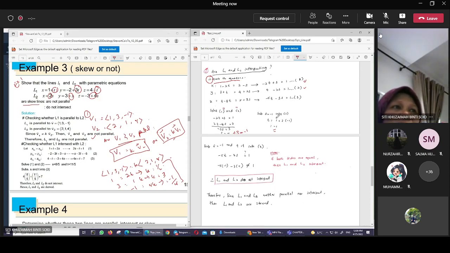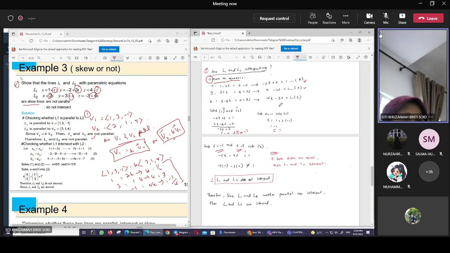Kita dapat s equal to -1, substitute into 1 or 2, dapat t. So now we get s and t. Once we get s and t, we will substitute these two into the other equation that is not related with obtaining s and t itu tadi, into equation 3 dalam case ni.